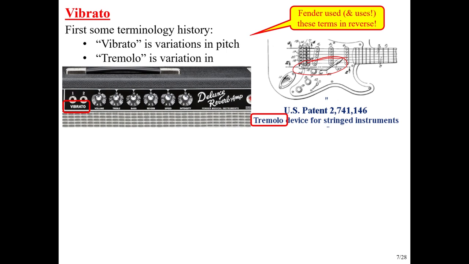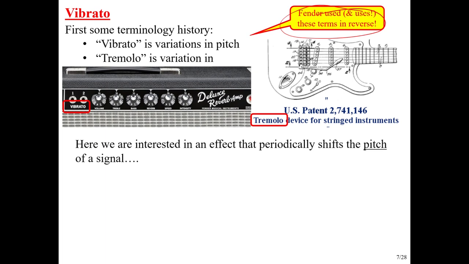And basically by pushing up on this, or pulling up or pushing down on that, you can rock that bridge back and forth, and it either tightens or loosens the strings. Well, that's going to change pitch. But when they patented it, they called it a tremolo device. It does not do tremolo. You would do tremolo by taking your volume knob and rocking it back and forth. So this is clearly vibrato. So Fender has them backwards, so you need to be aware of that.